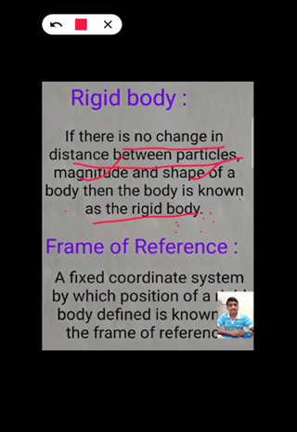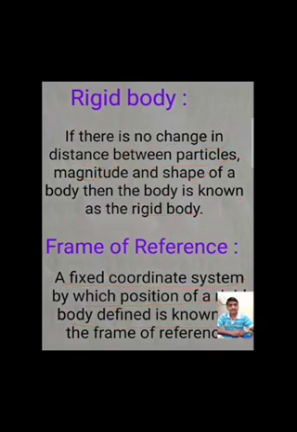So at the bottom of the page we see the definition of frame of reference. A fixed coordinate system by which the position of a rigid body is defined is known as frame of reference. So it is classified into two types. We discussed about it. But let us discuss now the motion of a rigid body.